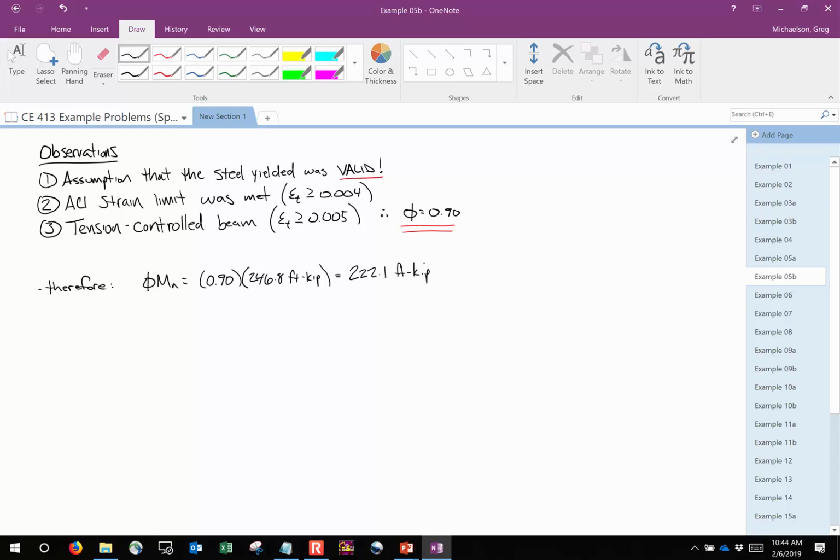You mean like if the resistances are less than your loads? That means that your beam is inadequate and you need to redesign it. That's exactly what that means.